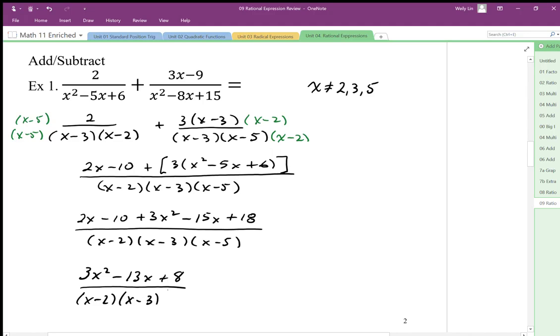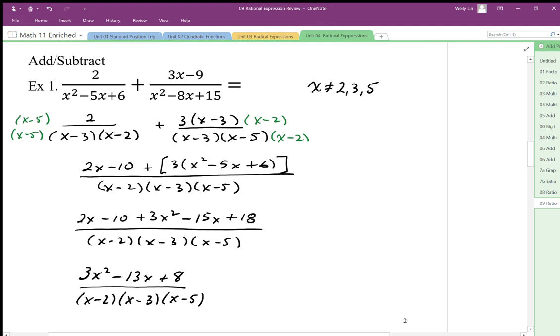And again, we just leave it like this because all we're doing is simplifying this expression. We're just adding this expression. There's nothing to solve for, so no x equals or something like that. My restrictions are observed. It does not look like it's factorable because 3 times 8 is 24. It doesn't look like there's two numbers that multiply to 24 and add to negative 13.